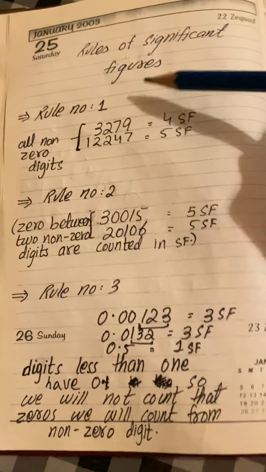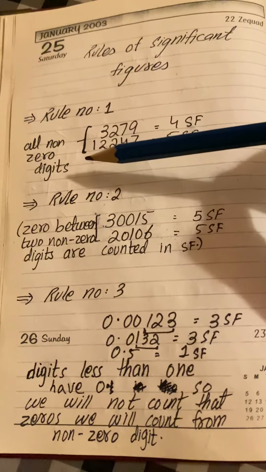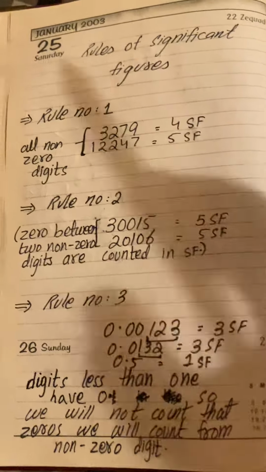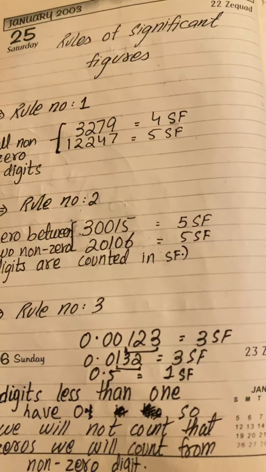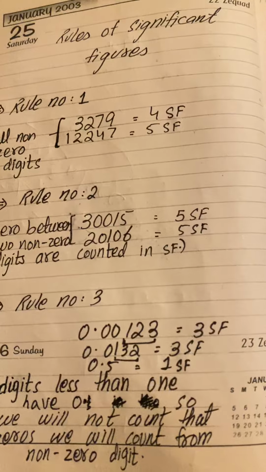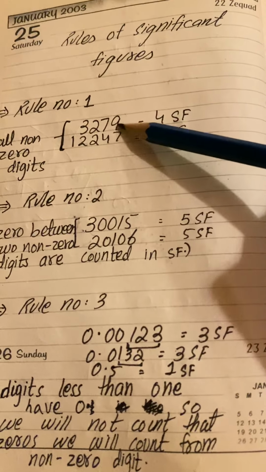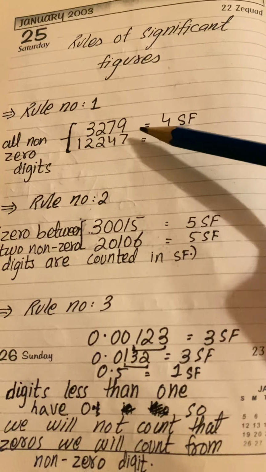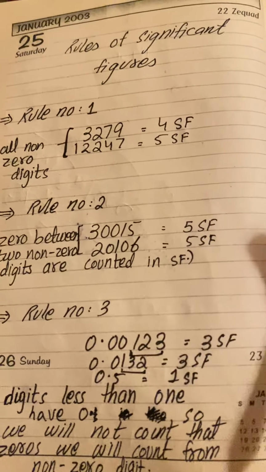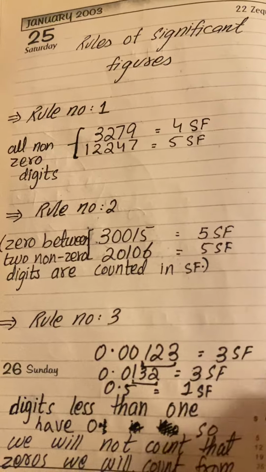Rule number 1: all non-zero digits can be called significant figures. Any value or any digit having no zero in it can be called a significant figure. Example, 3279 has 4 significant figures because it has no zero on the left side or right side, so it can be called significant figures.